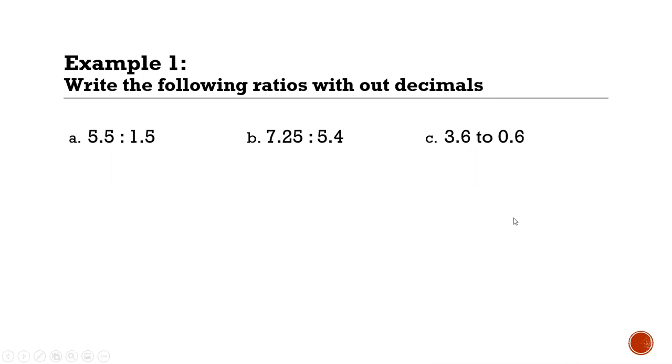I want you to write the following ratios without decimals. So I'm going to show you how to do the first one, and then I think you should find it fairly intuitive to do the others. So to get rid of our decimal, let's think about what could we multiply both of these by to get rid of the decimal. Well, we need to move the decimal 1 place, and to move a decimal 1 place, we can multiply by 10. Whatever I do to one side of a ratio, I'm going to do to the other, because I need to keep that ratio balanced. So this is going to leave us with 55 to 15.